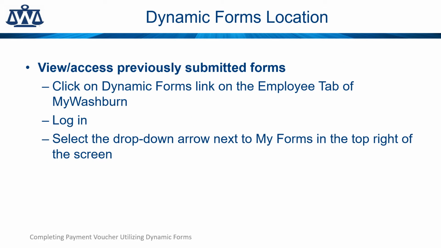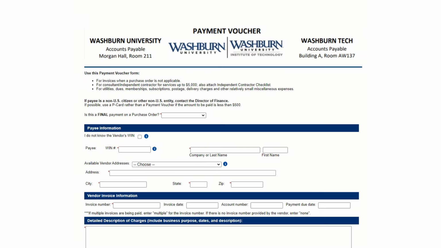You may access or view previously submitted forms, or forms that you're in the middle of processing, by clicking on the Dynamic Forms link on the Employee tab of My Washburn. Once you log in, you'll select the drop-down arrow next to My Forms in the top right corner of the screen. When you log into Dynamic Forms, this is the screen that you will see.